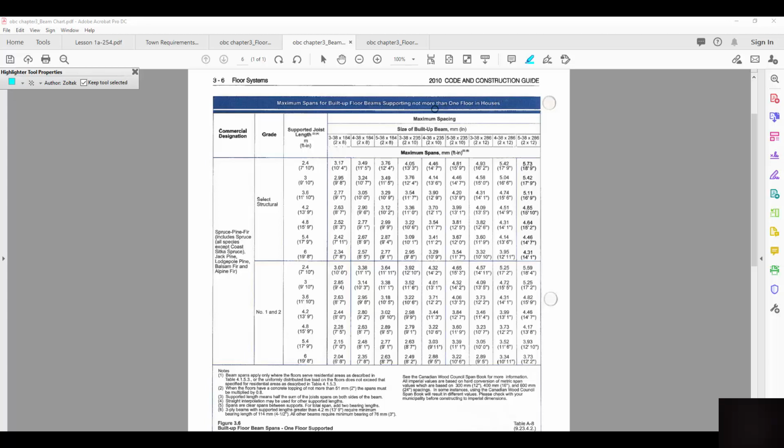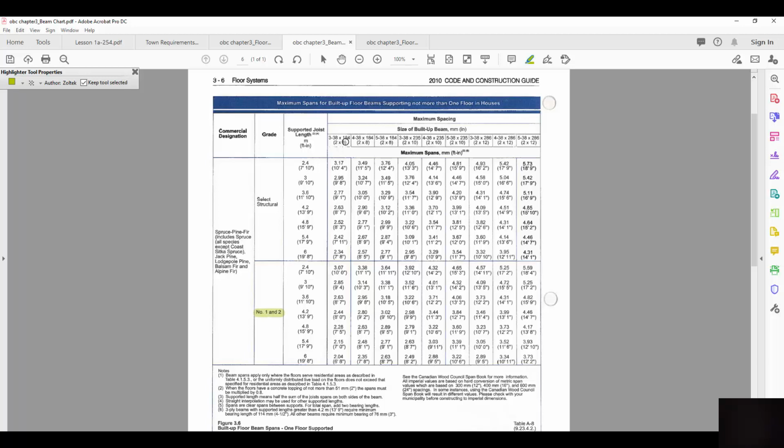I've switched now to the maximum span built up floor beam chart so that we can understand what it is that we're going to be doing. So we can calculate all our beams here. Again, this is a bit overwhelming until we break it down, but it's really not that difficult. When we're determining our beams, we only look at number 1 or number 2. We don't look at structural select. Structural select is way too expensive, and quite frankly, you'd have to order it in. So basically, we're not going to look at that.